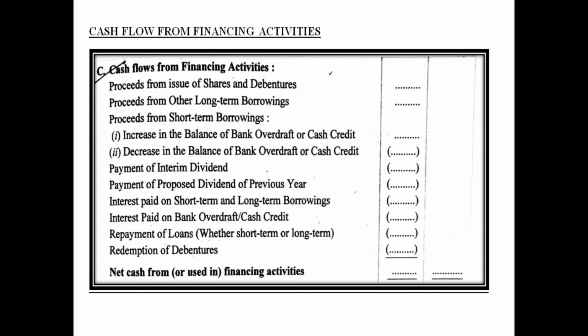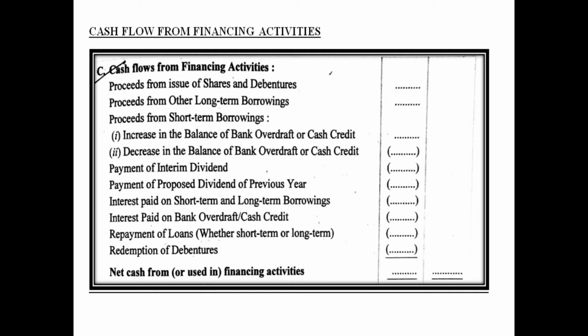Then proceeds from short-term borrowings. If there is an increase in the balance of bank overdraft or cash credit. We have already discussed that according to the new rules as per ISC Council, the bank overdraft and cash credit are treated as short-term borrowings under the financing activity. So if there is an increase in the value or balance of bank overdraft or cash credit, it implies that the company has taken more of short-term loan from the bank. So that increase will be shown as a cash inflow. It will be added under financing activities.